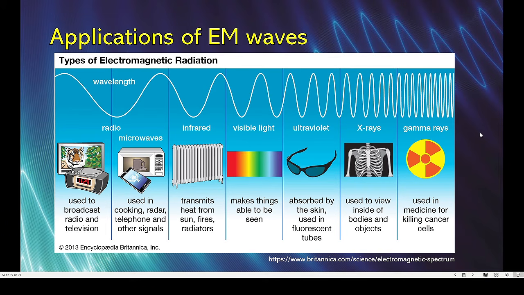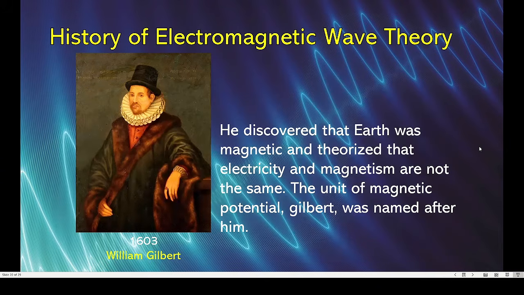So now let's go to the different scientists who played an important role in the development of the study of electromagnetic theory. Let's start with William Gilbert. So William Gilbert in 1603 discovered that the earth was magnetic and theorized that electricity and magnetism are not the same. So to honor him, the unit for magnetic potential, Gilbert, was named after him.